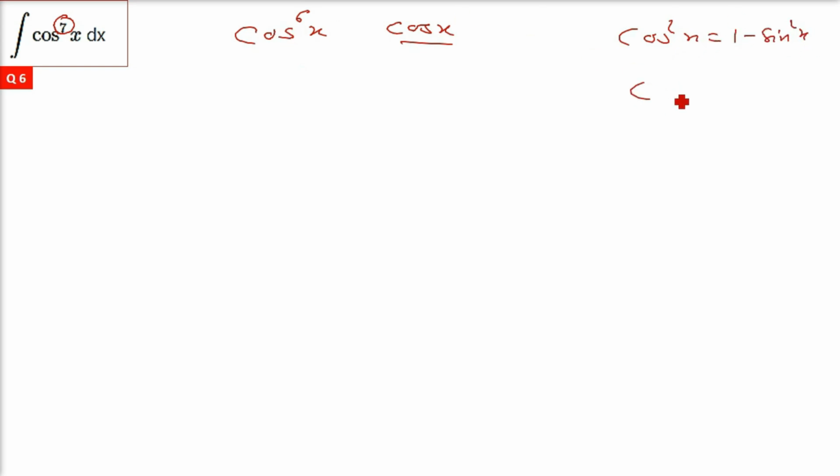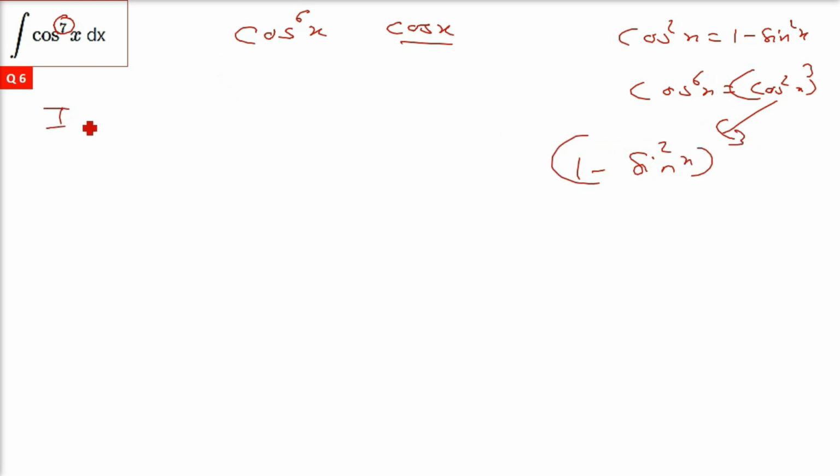So cos square x is 1 minus sin square x. Cos raised 6x will be cos square x to the power 3, because cos square x is 1 minus sin square x. So cos square x will be 1 minus sin square x, and this will be to the power of 3. So this cos raised 6x can be written as an integral. This will be 1 minus sin square x to the power 3, and this cos x remains here with a dx.